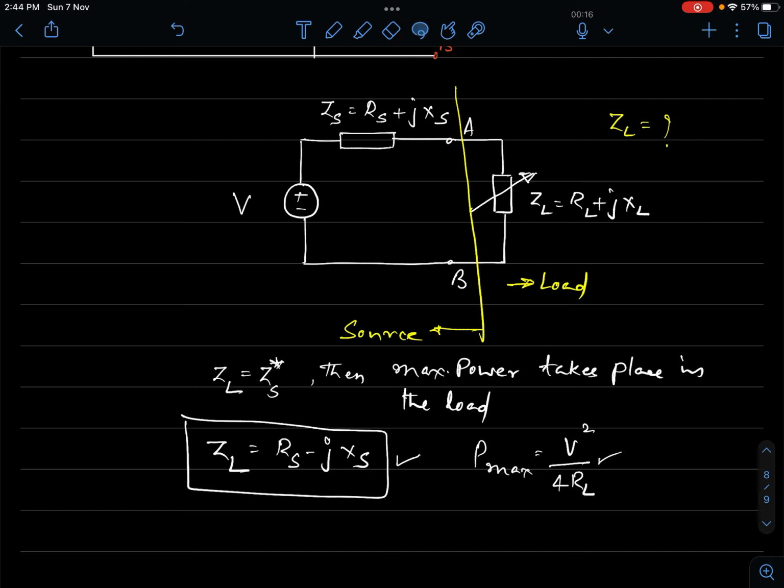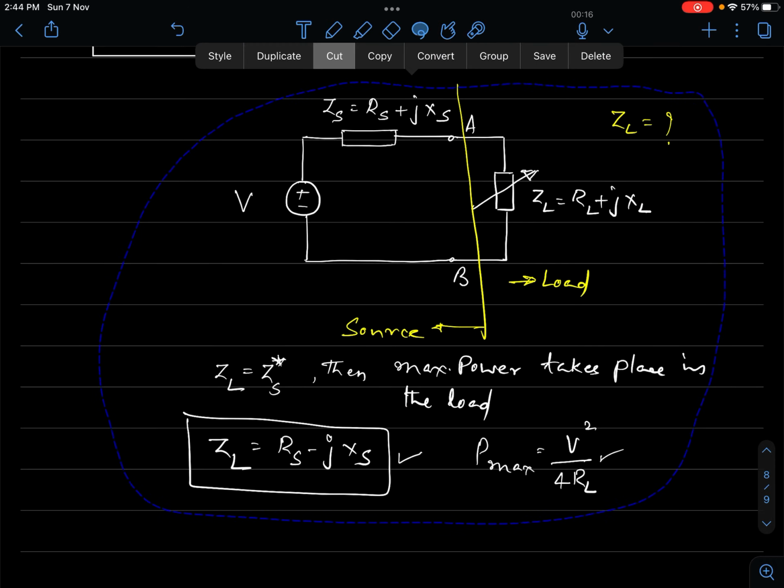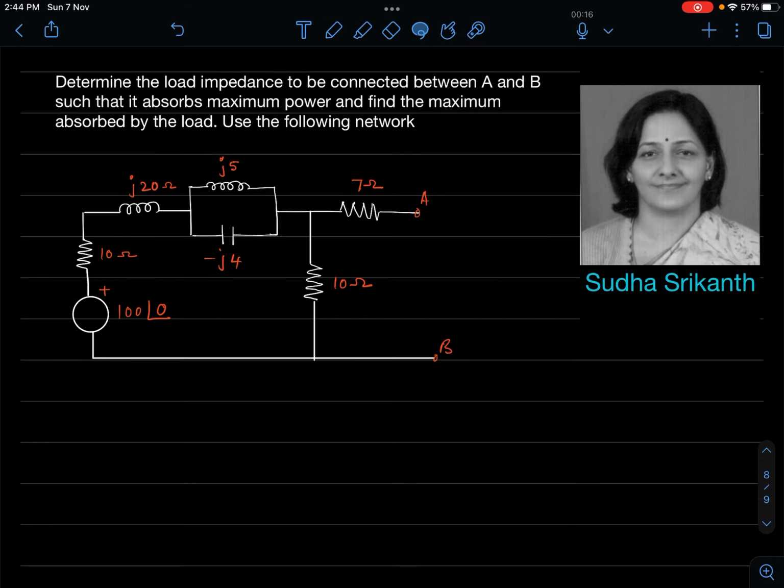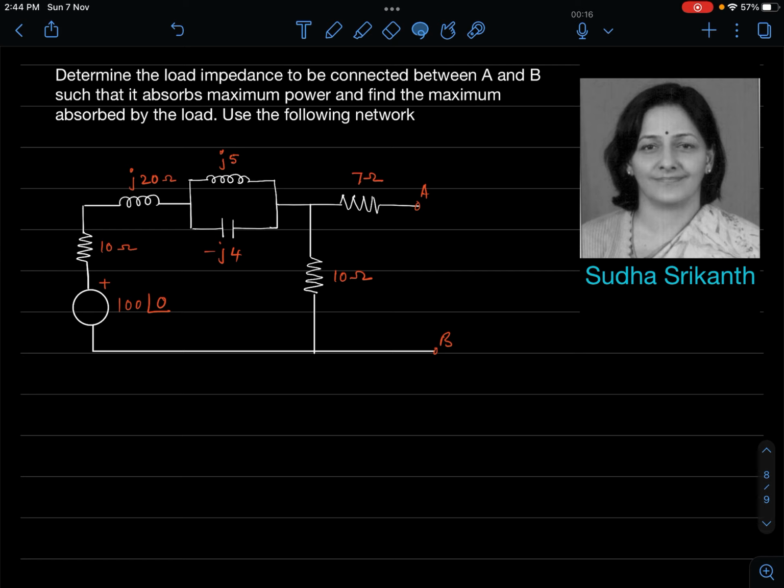I'll mark and erase this portion which I have written, in one stroke. Now, this is the problem before us. Determine the load impedance to be connected between A and B such that it absorbs maximum power. The question is, what impedance when connected between A and B will absorb maximum power? We know, according to the maximum power transfer theorem, the load impedance has to be the complex conjugate of the source impedance. Now, what is the source impedance? We have a network which is connected in a particular manner.